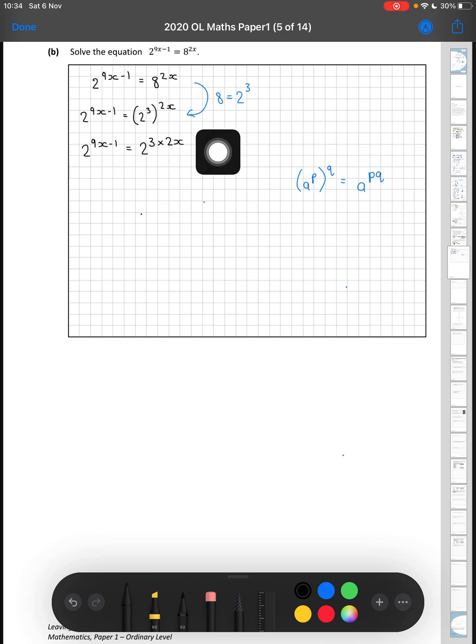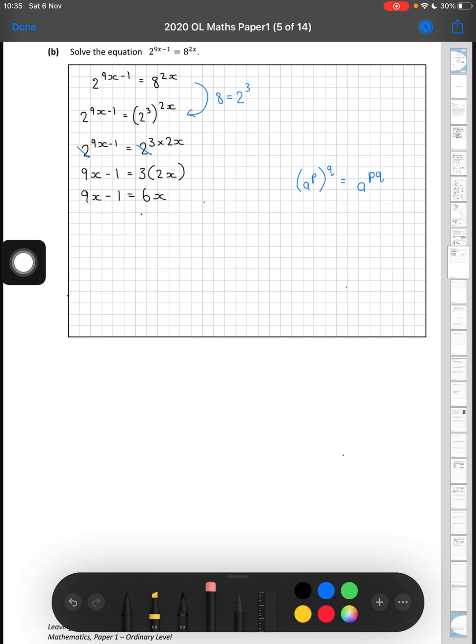Okay, so I can rewrite this out as 2 to the power of 9x minus 1 is equal to 2 to the power of 3 times 2x. Now at this point, you can still simplify the powers and stuff, but also I have the exact same bases. I'm just going to cancel them out. Okay, so now what I have is 9x minus 1 is equal to 3 times my 2x. So I have 9x minus 1 is equal to 6x.